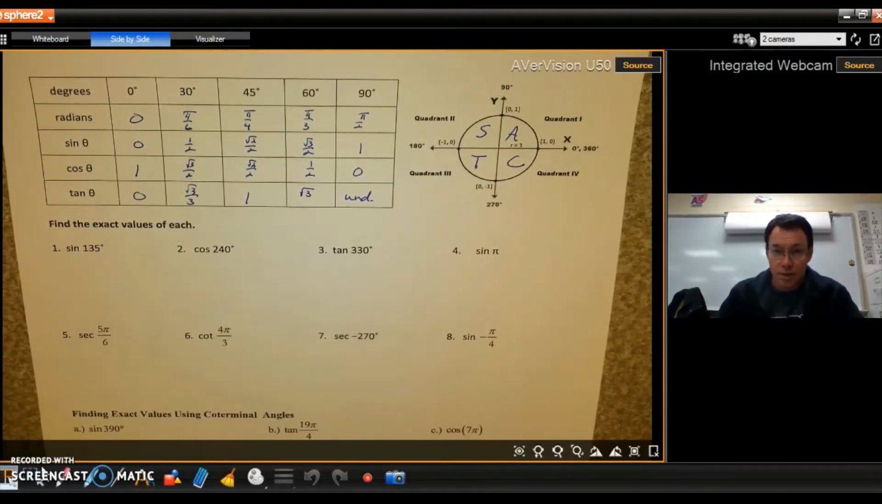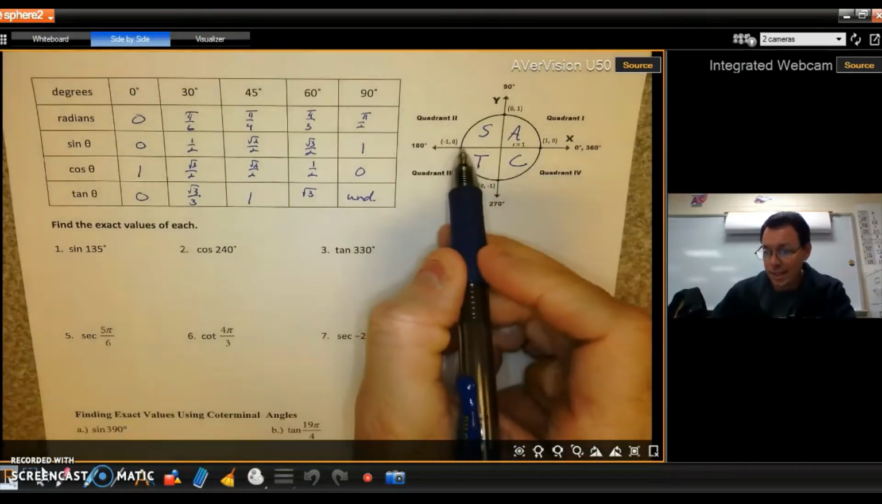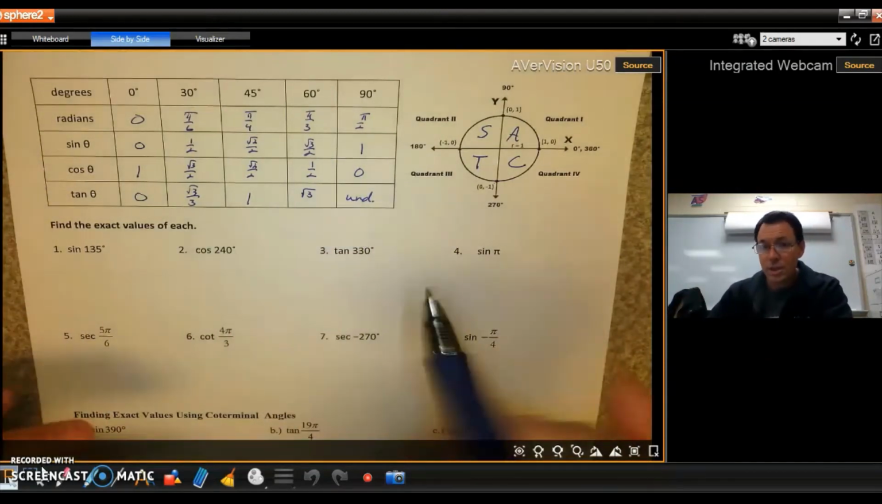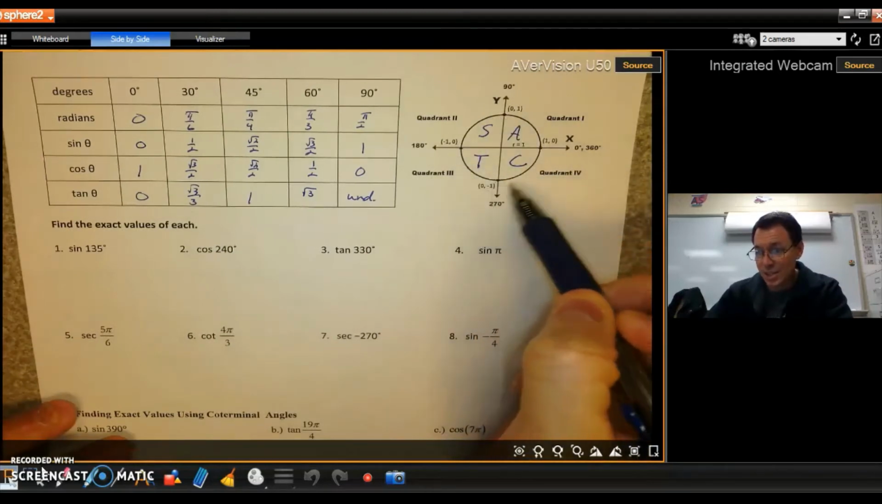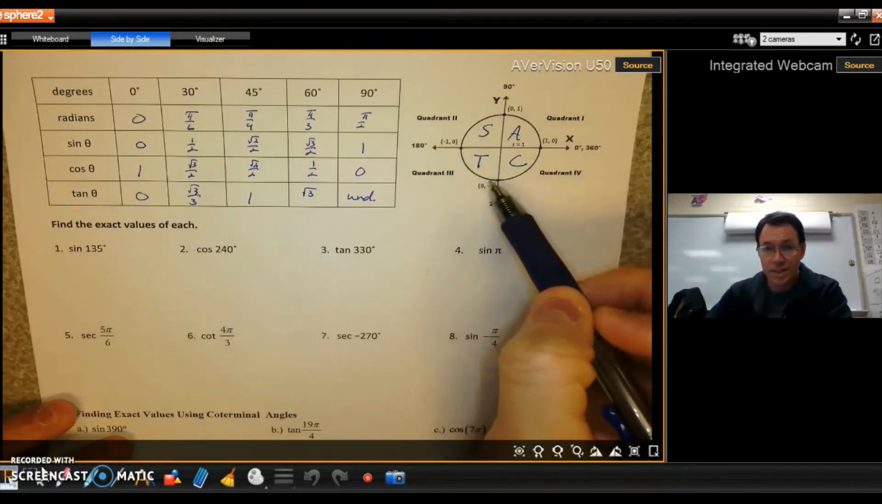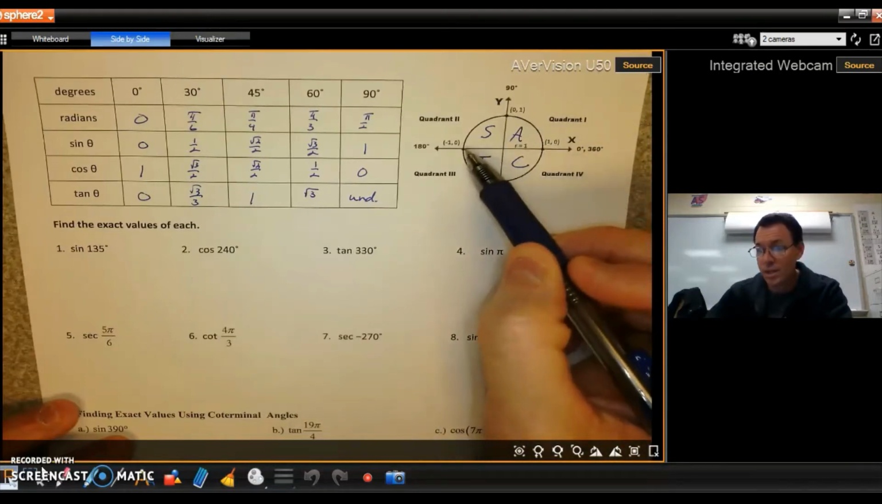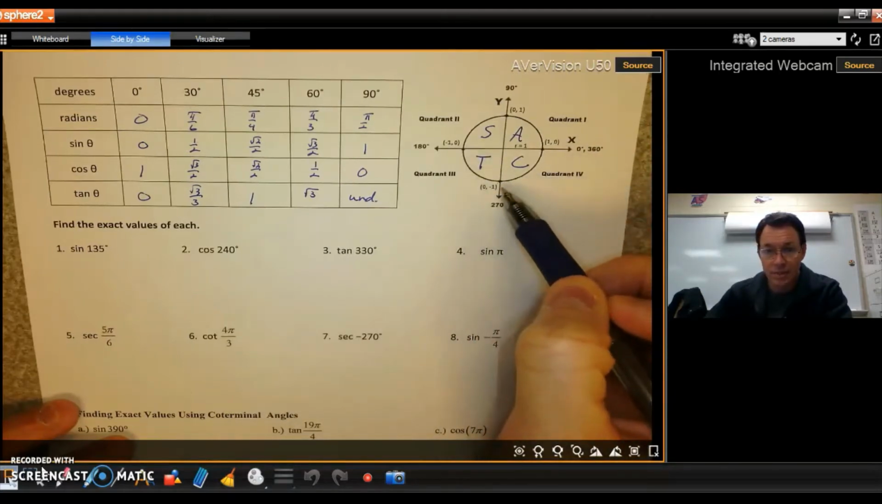Now, a little hint. What if you're not in a quadrant? What if you're like here or here? You're one of those quadrantal angles. You can use the chart, but it's probably easier just to look at these points: 1, 0, 0, 1, negative 1, 0, and 0, negative 1.